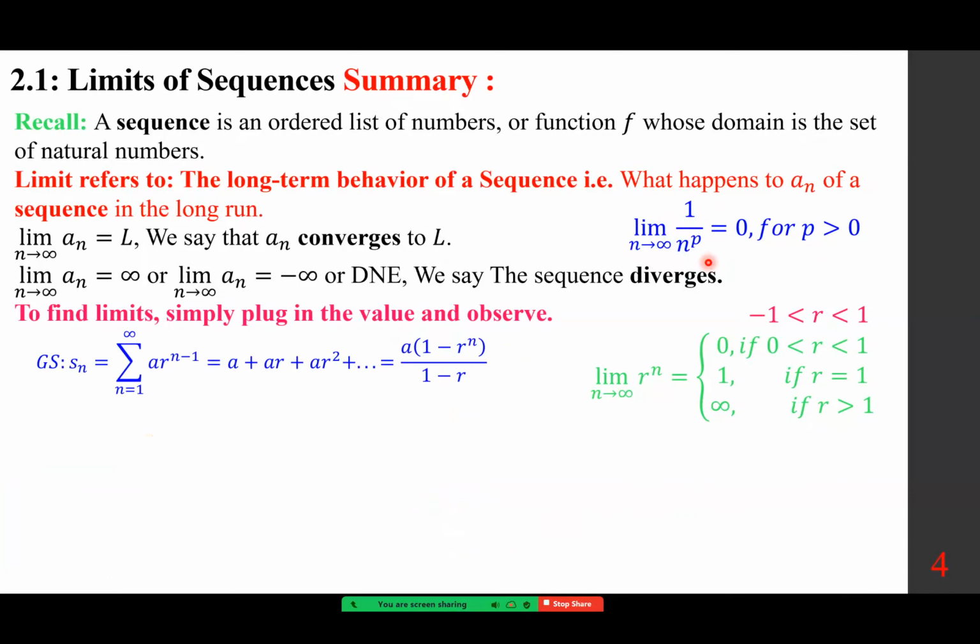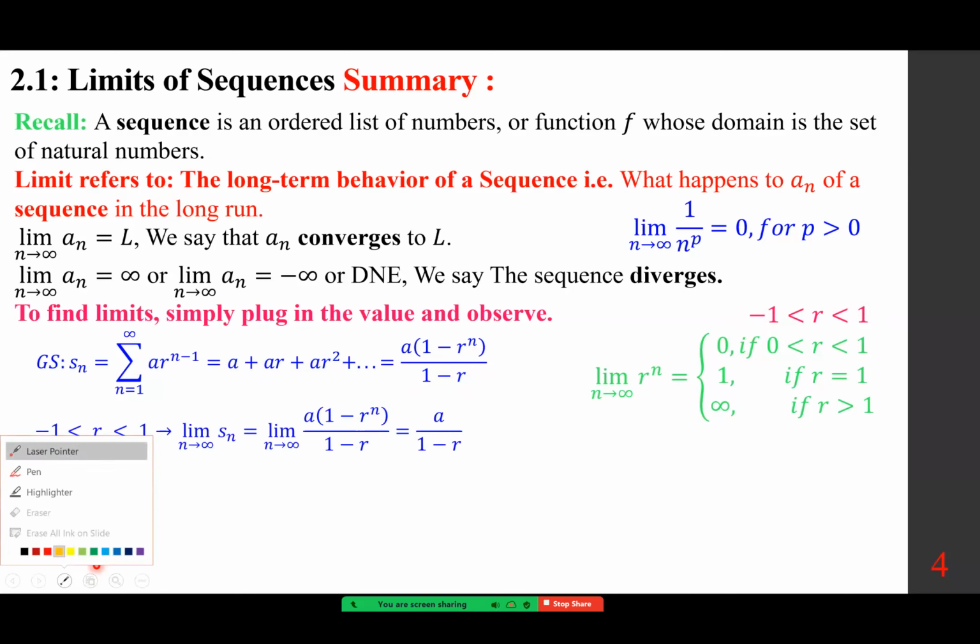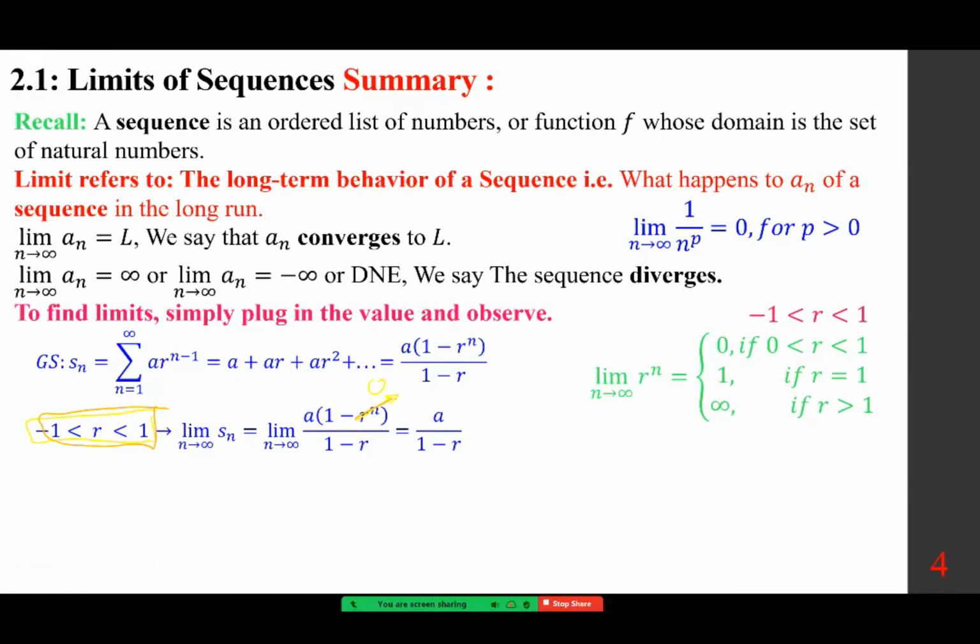Now, everybody remembers the geometric sequence, and it's a geometric series because we are adding them up. This is the formula. If r is between -1 and 1, according to this, then this goes to 0. As a result of this, this goes to 0. Okay. And we have a/(1 minus r).